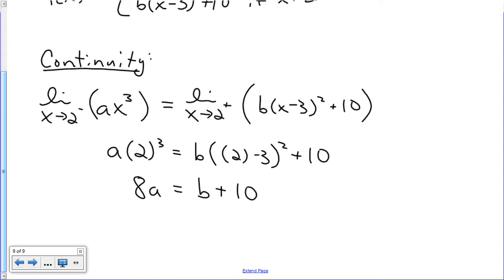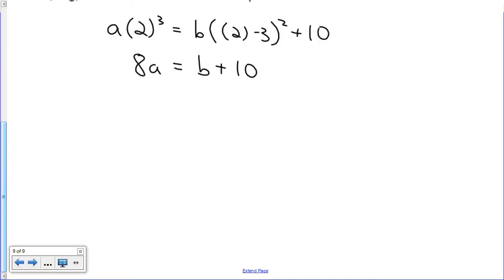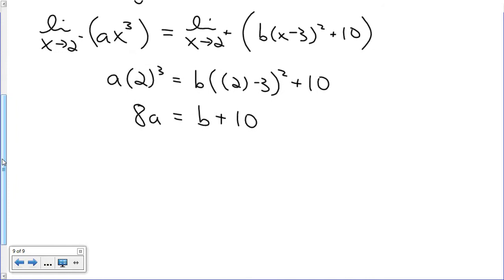And so you can see that we've got 2 unknowns in here. I don't really know exactly what a and b have to be, but I do know the relationship between them here. In order to make this thing continuous, as long as I pick values of a and b that satisfy this equation, I've got a continuous function. Let's go ahead and solve this for one of these variables. I'll solve it for b, since that looks like the easiest one to solve it for. I would have 8a minus 10 is equal to b.